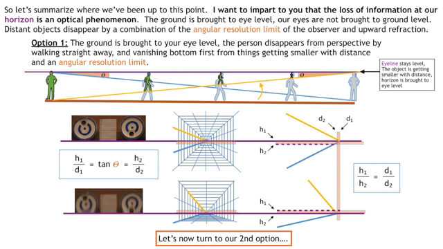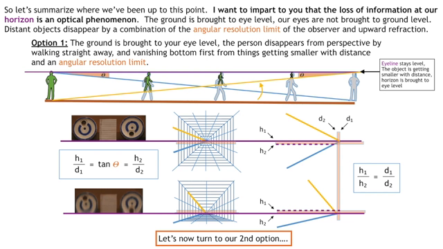So option 1, again, the ground is brought to your eye level. The person disappears from perspective by walking straight away and vanishing bottom first, from things getting smaller with distance and an angular resolution limit. And here are some of the examples that we've gone through to this point. We have our lid disappearing into the floor. We have some calculations that we can use to determine our horizon distance and or loss rate with height change.